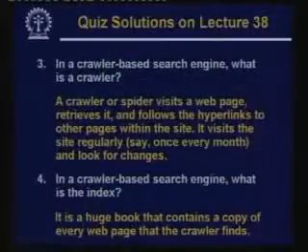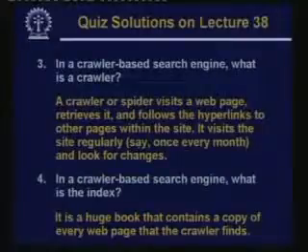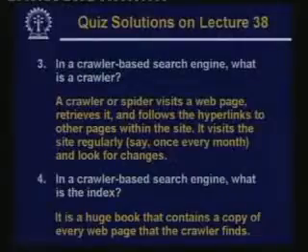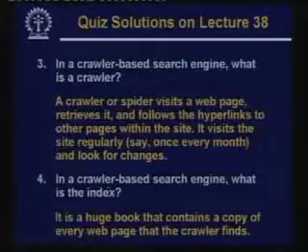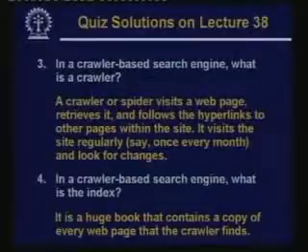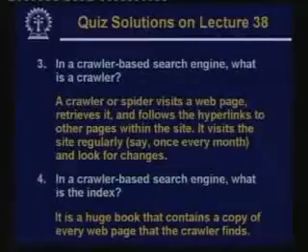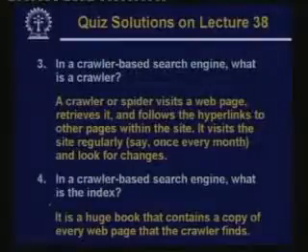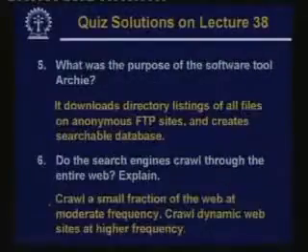Now, it visits the site regularly. As I said, it can be once a month, it can be more frequent also, and look for changes. If there are changes, they are again downloaded. So, in a crawler based search engine, what is the index? Well, index is a huge book or a dictionary that contains a copy of every web page that a crawler finds. This is used during the time the search or the query processing is done.